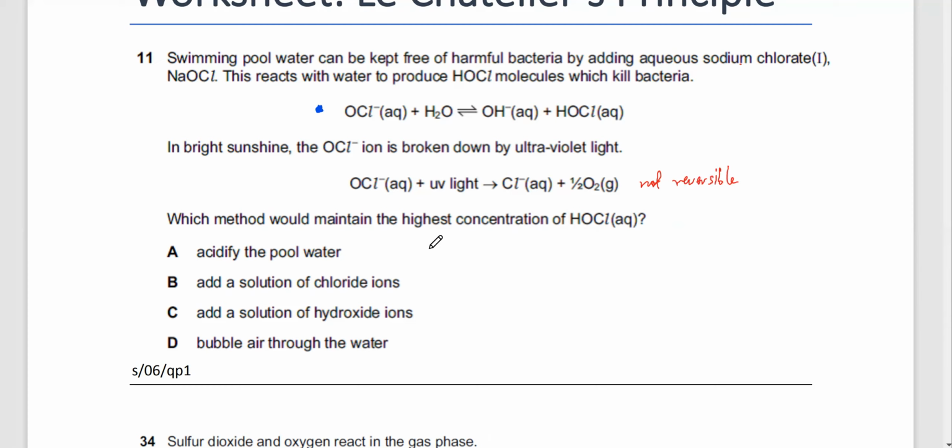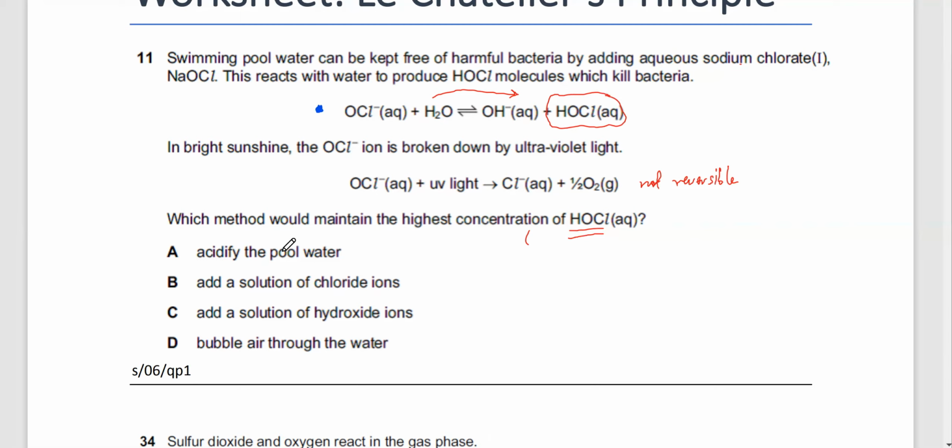Now, which method would maintain the highest concentration of HOCl? HOCl is present in the first reaction. This is where HOCl is. What do we need to do? We need to shift the equilibrium in the forward direction. We want more forward reaction. The more forward the reaction, the more HOCl that's going to be produced. So we need more HOCl. That's what the whole question is. We need to maintain the highest concentration of HOCl.